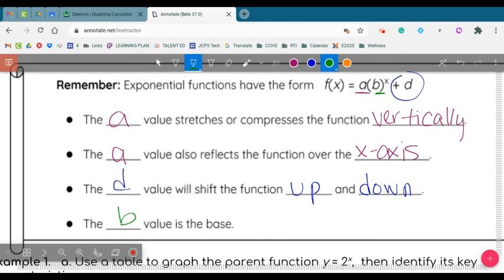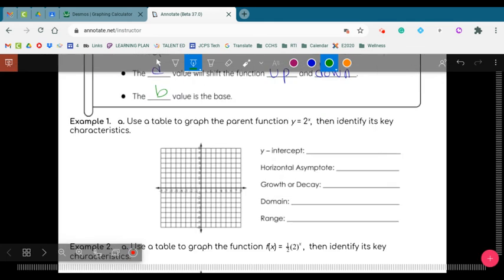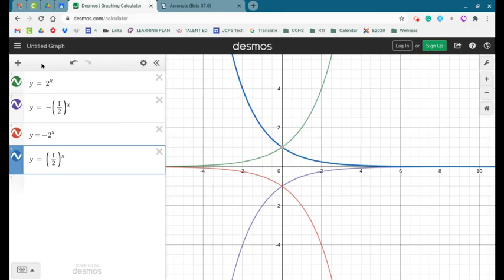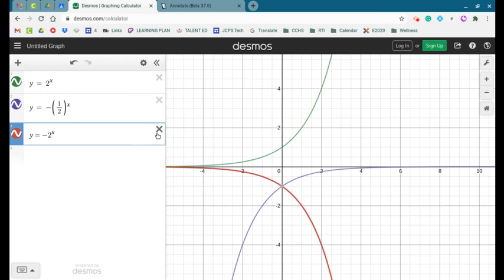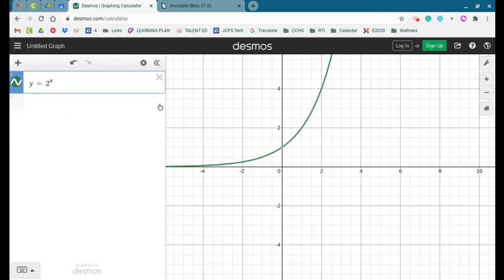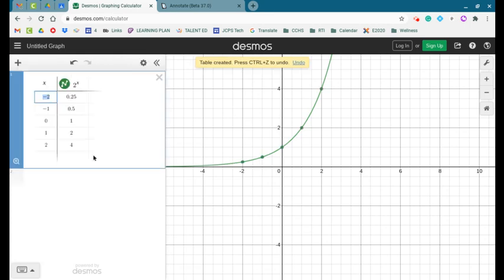Okay, so our first one, we have y equals 2 to the x. So this is a strict parent function. There's no shifts because there's nothing in front of our base and there's nothing after my base. So we're going to graph this in Desmos. I'm going to clear my other stuff. Actually, I already have y equals 2 to the x in here. Hit your gear, hit your table.